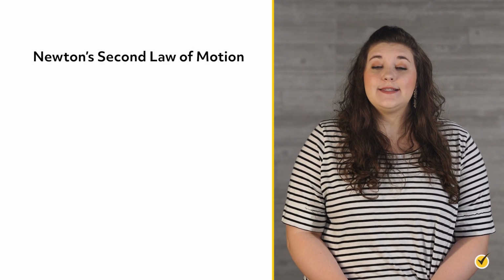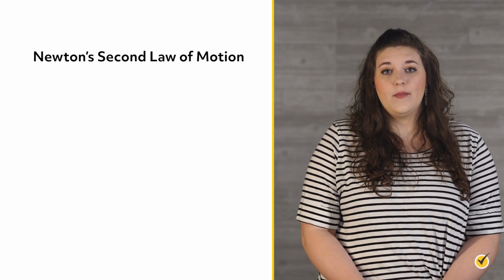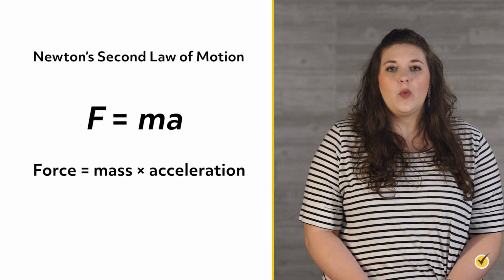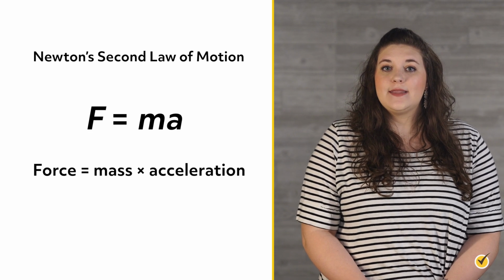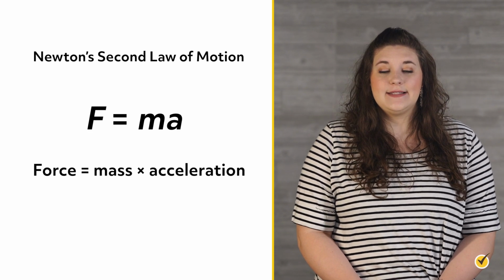It is also true that these two balls hit the ground at the same time. This result is consistent with Newton's second law of motion, which says that the force required to move an object is equal to the mass of the object times its acceleration. In this case, the mass would be the mass of the bowling ball, and the force would be the force between the bowling ball and the Earth. This force is given by Newton's law of gravity.